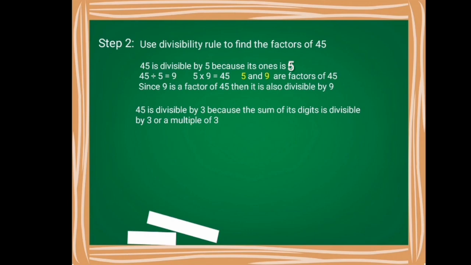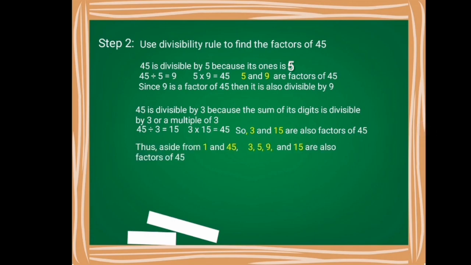45 is divisible by 3 because the sum of its digit is divisible by 3 or a multiple of 3. 45 divided by 3 equals 15. 3 times 15 equals 45. So, 3 and 15 are also factors of 45. Thus, aside from 1 and 45, 3, 5, 9, and 15 are also factors of 45. All in all, the factors of 45 are 1, 3, 5, 9, 15, and 45.